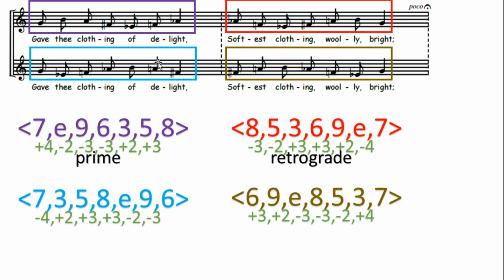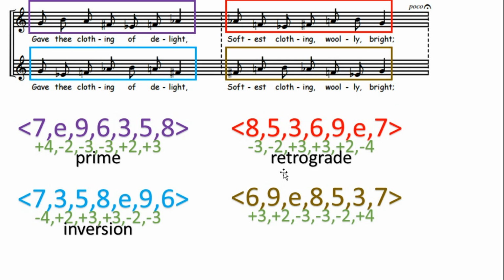proving our inversion relationship of these two pitch segments. Let's go back to these two measures and look at the light blue segment. Looking at the intervals in comparison to the prime form, we have the same numbers, 4, 2, 3, 3, 2, 3. But the directions are reversed, minus 4, plus 2, plus 3, plus 3, minus 2, minus 3. Therefore, this blue segment is an inversion of the prime form.